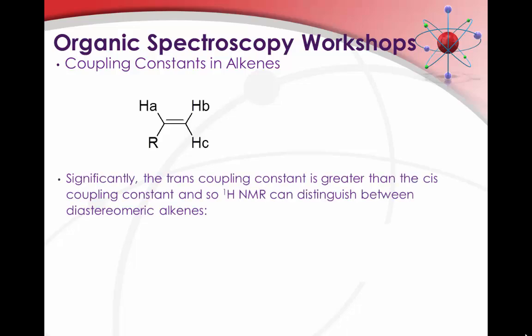Let's consider a tri-substituted alkene, for instance. In this case, we have three different types of protons labelled A, B and C. Despite the fact that protons B and C are both attached to the same carbon atom, they are in fact inequivalent. We call hydrogen atoms separated by two bonds geminal hydrogens.